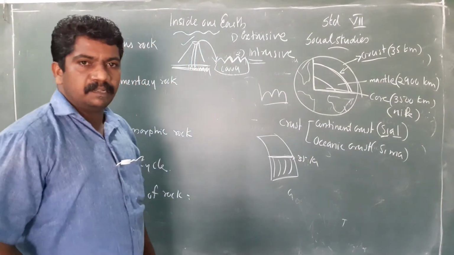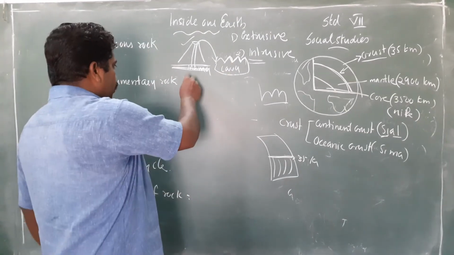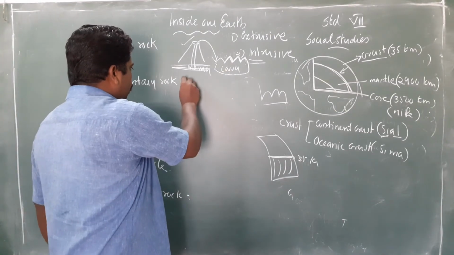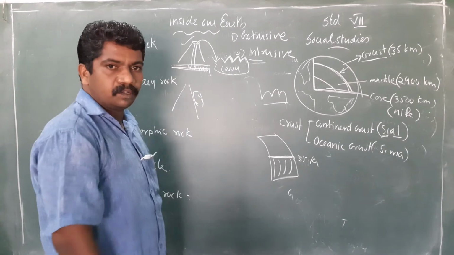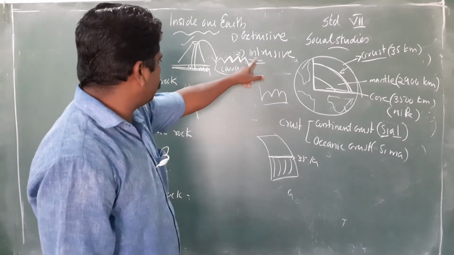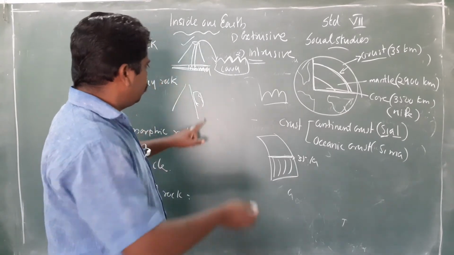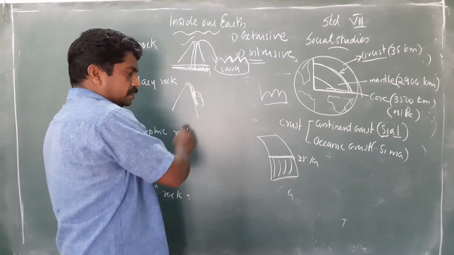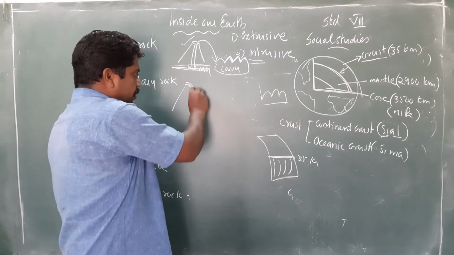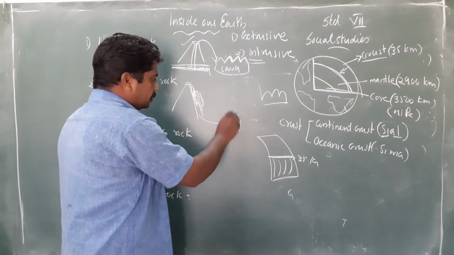Then what are sedimentary rocks? You can see this sedimentary rocks, lava. Here rocks are formed. Igneous rock is here. They are now rocks. When the river flows from the mountains, they will carry this rock particles and deposit in one place.